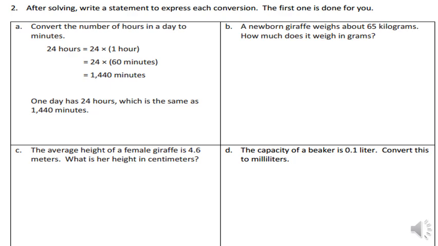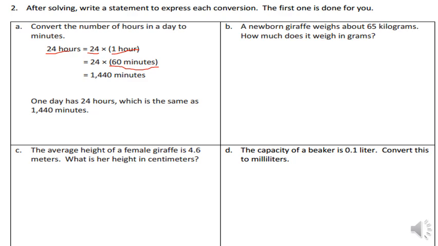Our next part: after solving, write a statement to express each conversion. The first one is done for you. So let's take a look and see what they've done on the first one. It says convert the number of hours in a day to minutes. So it says 24 hours, and they split out 24 times 1 hour. Then they replaced the 1 hour with 60 minutes, and then they multiplied it out, and I got 1,440 minutes. So basically, they're just restating the answer. One day has 24 hours, which is the same as 1,440 minutes.